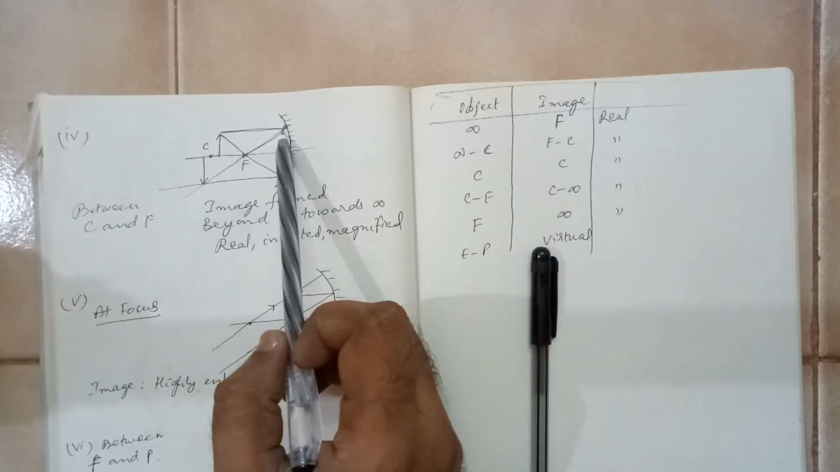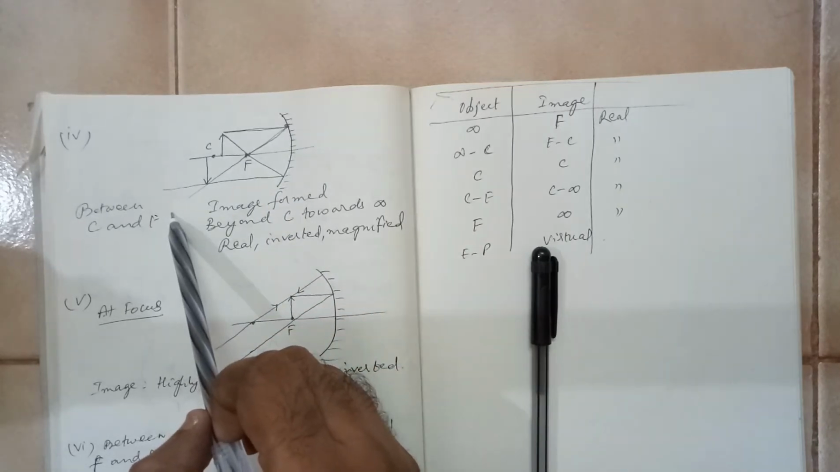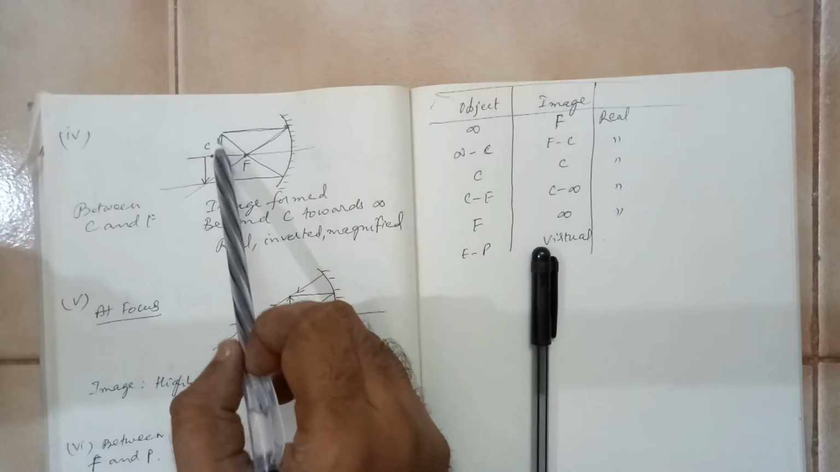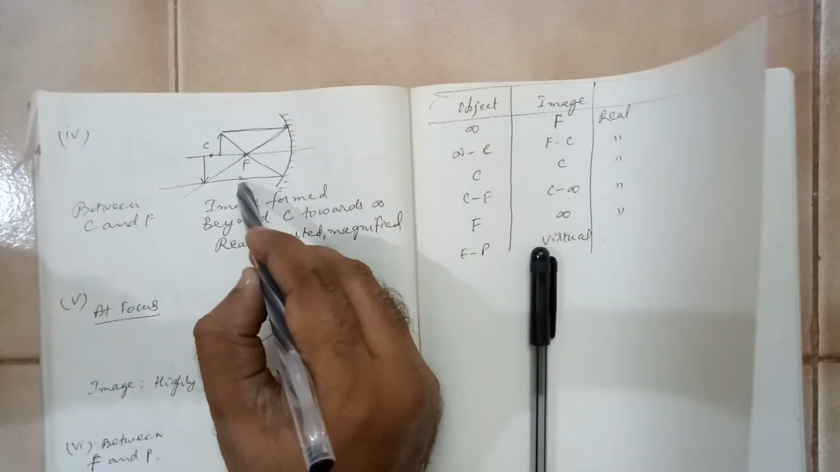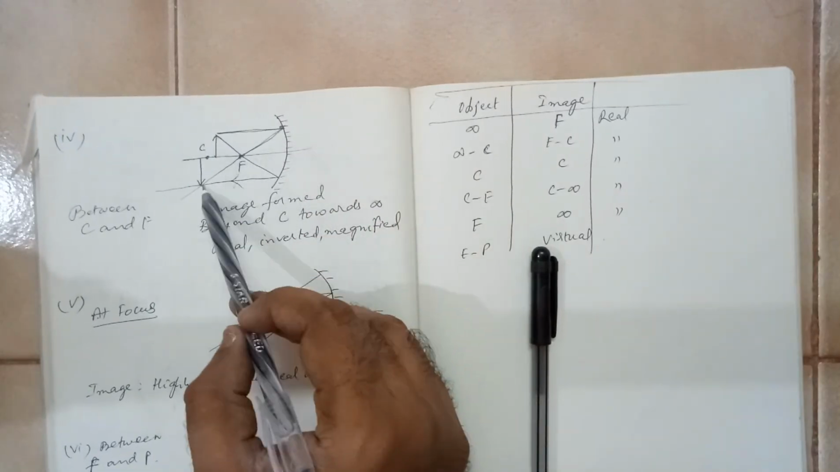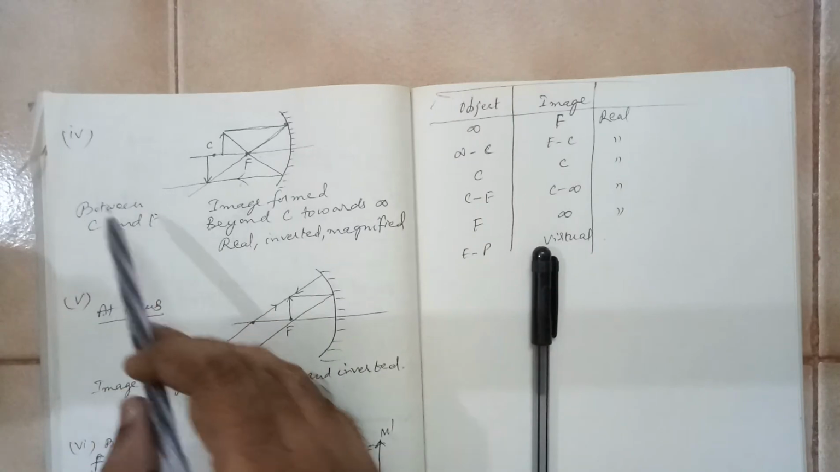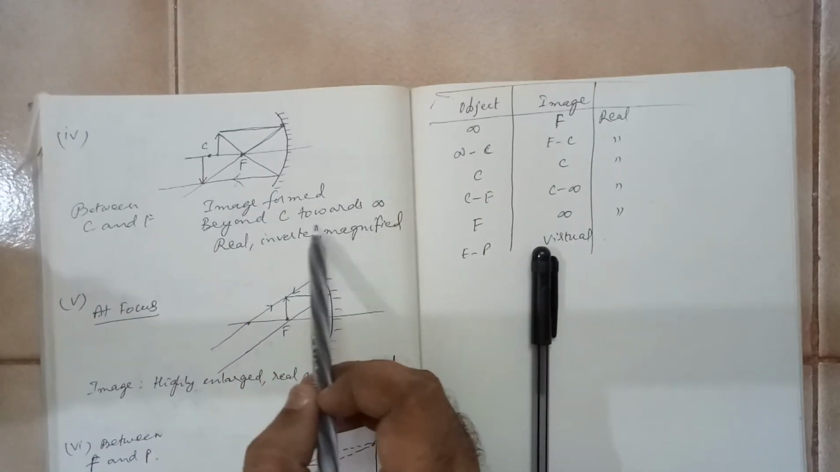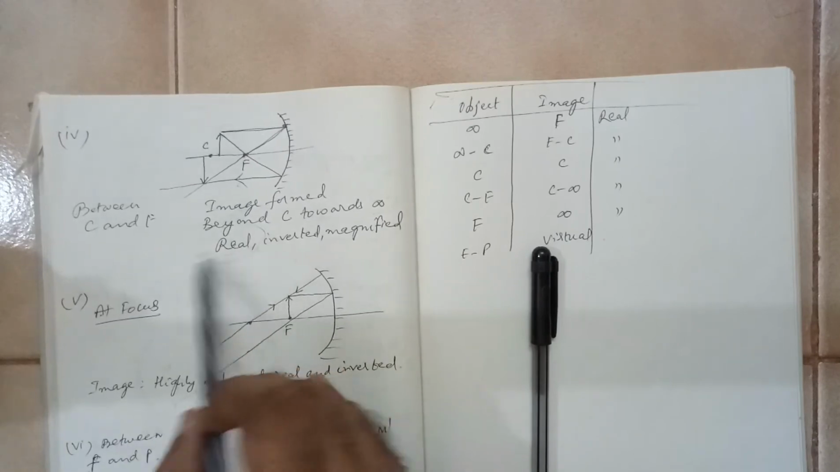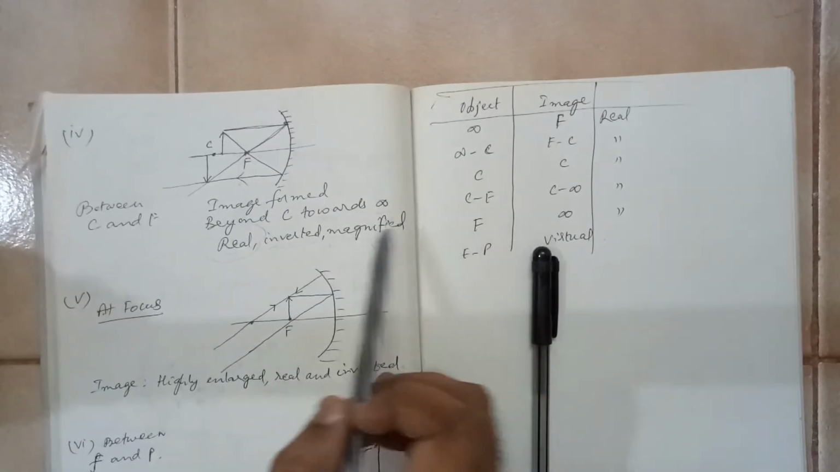Take a parallel ray, it will pass through the focus as per the rule, and take a ray which is passing through the focus. After reflection it will become parallel to the principal axis. So they will meet at a point which is beyond C. From C to infinity it will be forming. So the image will be beyond C, towards infinity, real, same side of the mirror, inverted and magnified.